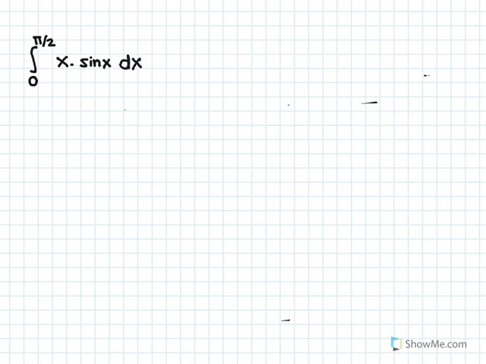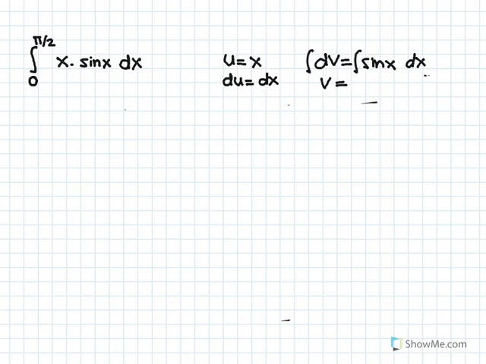Alright, so what we have is the integral from 0 to pi over 2 of x sine x dx, and our choice for u is equal to x. Its derivative du is equal to dx, dv is equal to sine x dx, and integrating both sides, we get v is equal to the integral of sine x, which is negative cos x.